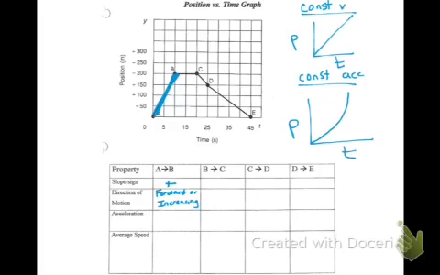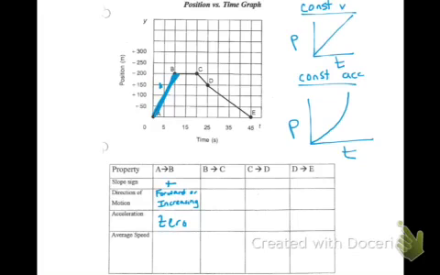So looking at line segment AB, does it have a curve to it? No. So since it doesn't have a curve to it, that means that we must be dealing with constant velocity for this particular section of graph. So are we accelerating or are we experiencing an acceleration? No. So our acceleration, we would say, would be 0.